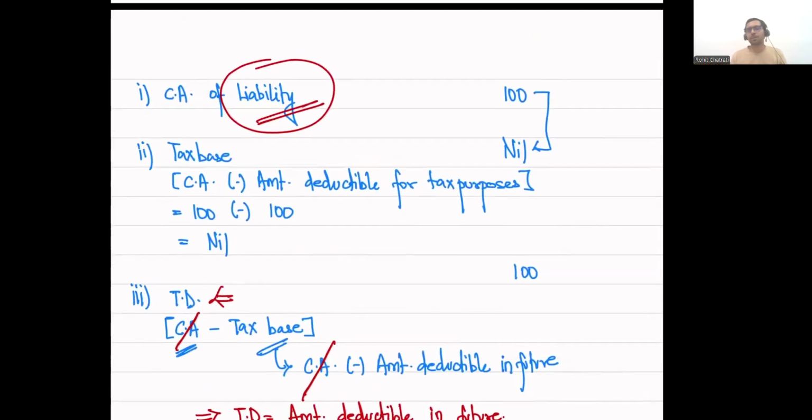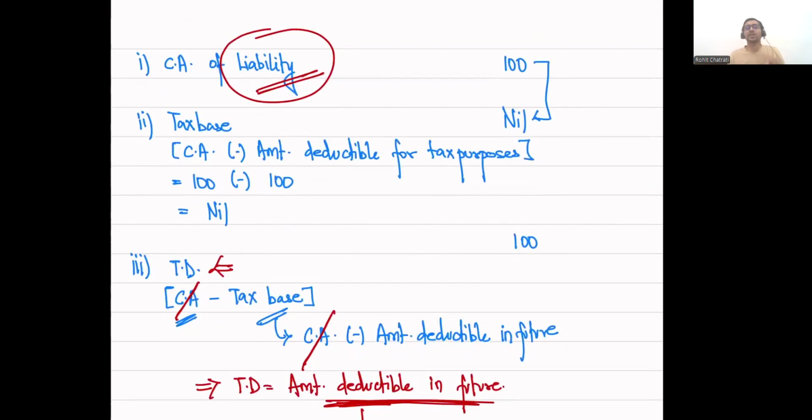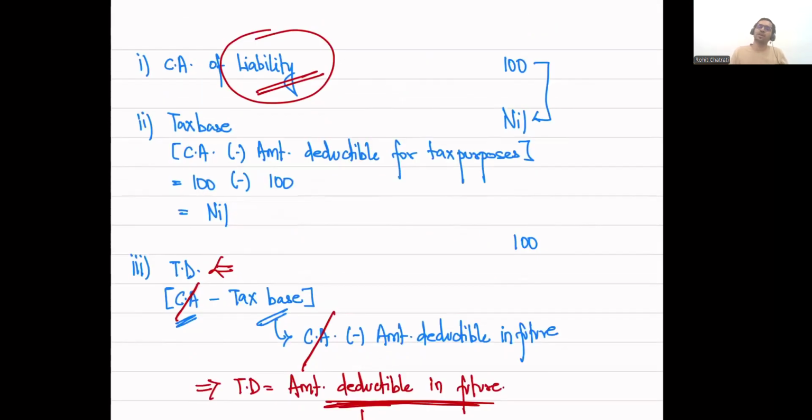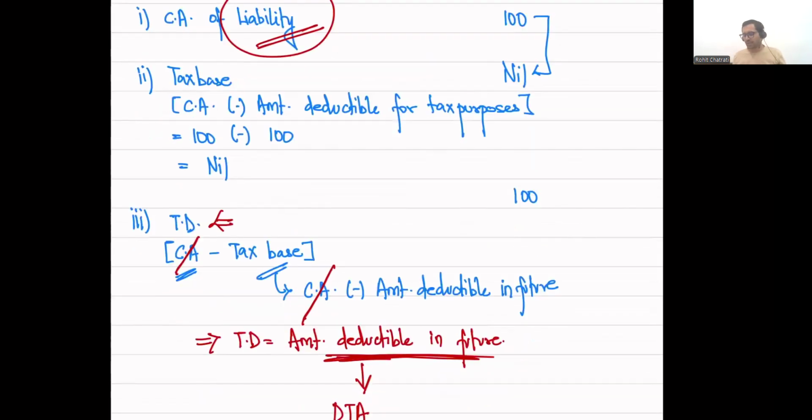When you're calculating the temporary difference of an asset, you can have either a taxable temporary difference or a deductible temporary difference. But when you're calculating the temporary difference on a liability, generally you end up having an amount which is deductible in future only, and therefore you would usually have a deferred tax asset. You will have a deferred tax asset when you're calculating temporary difference on a liability.